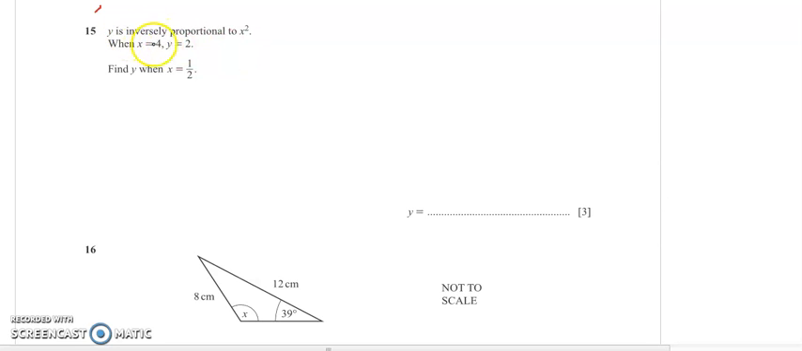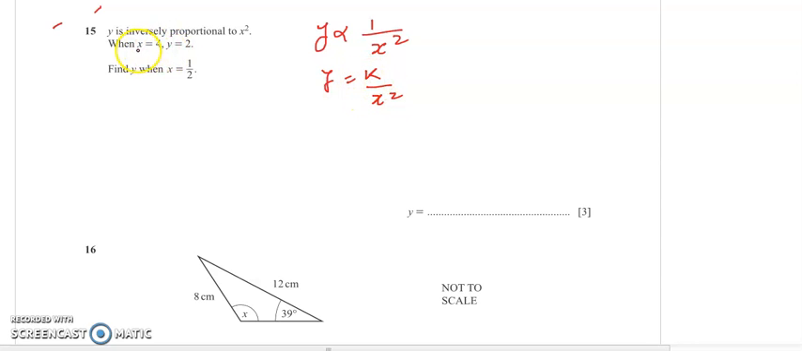So first of all, it is given y is inversely proportional to x square. So we will write y is inversely proportional to x square. So we'll get from here y is equal to k over x square. So from here, first thing is to find the value of this constant of proportionality.